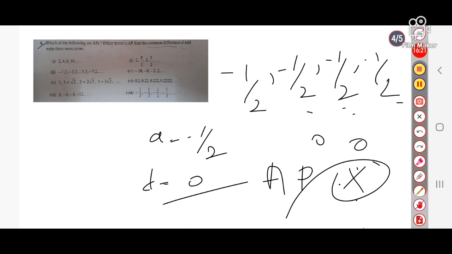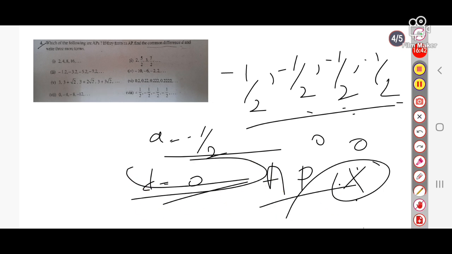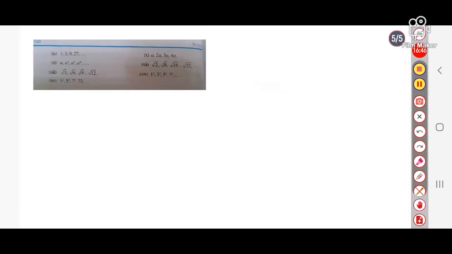As the common difference is 0 and the first term is minus 1 by 2, this sequence forms an AP with common difference 0, because it is a repetition of the same number. Whatever the number may be, whether it is 3, 3, 3, or 2, 2, 2, if the sequence is the same, then just blindly put it as an AP of common difference 0, right? So this is the eighth subdivision.